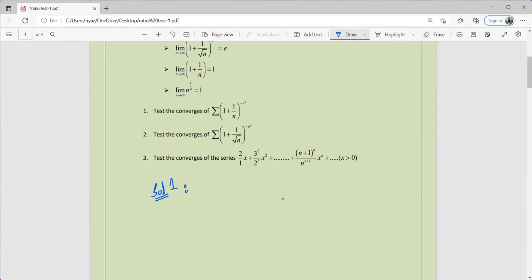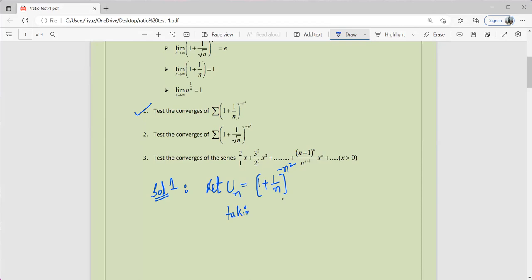Okay. Can you tell me what is the un value? Let un be equal to, what is un, tell me? Sir, question number one, sorry sir. 1 plus 1 by n to the power of minus n square, sir. Yes, 1 plus 1 by n whole to the power of minus n square. So you need not worry about the nth term. It is already given here in the question itself.